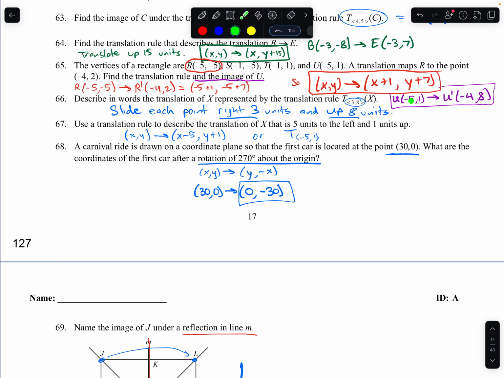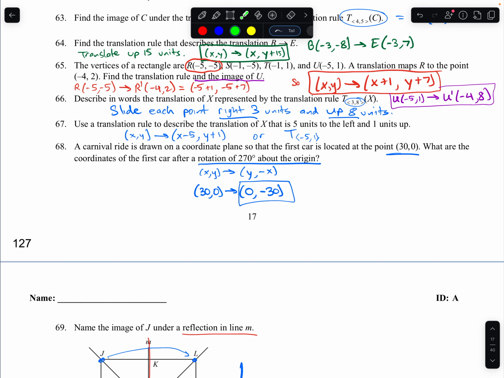And then we have to find the image of U. Remember, U is at -5, 1. So if we move that point right 1 unit and up 7 units, we would end up at this point U prime, -4, 8.